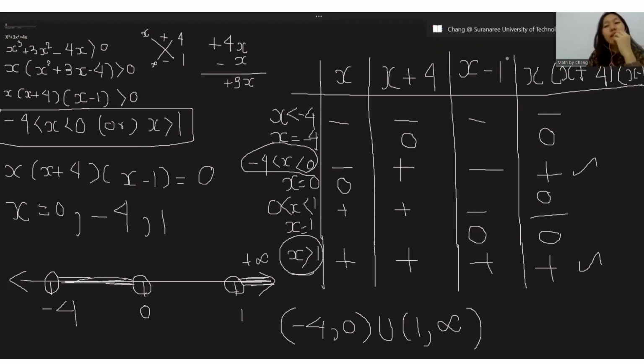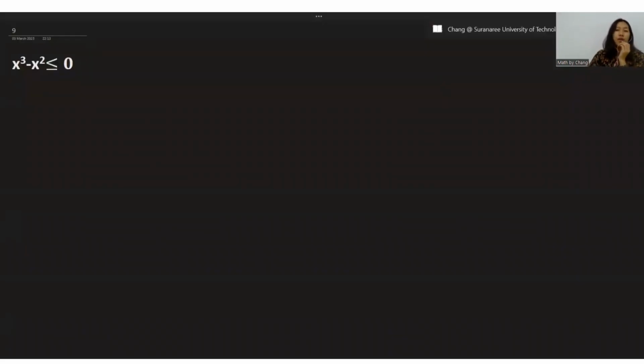So let's do the next one. It's also super easy. Here is the question: x cubed minus x squared less than or equal to 0. So let's take x squared out, as it's included in both. So x squared, and what will be left here? x minus 1, right? Less than or equal to 0.